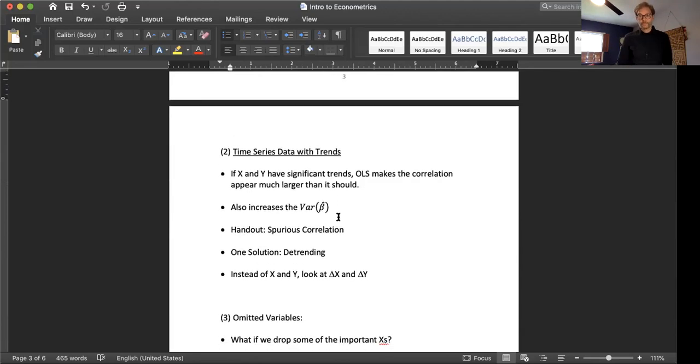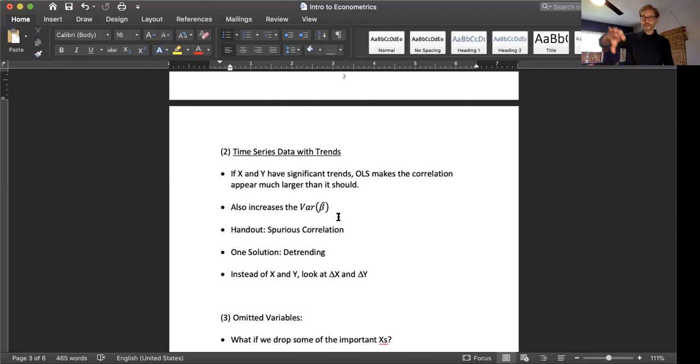Here's another potential problem that will lead to ordinary least squares not giving us very good estimates. That is if you estimate your model, but you don't account for trends in the data. If you use time series data, which all of you are going to be using, meaning data over time, but you don't think about trend, and X and Y have trends in them, then ordinary least squares makes the correlation look much stronger than it should. This is a common mistake that people make.